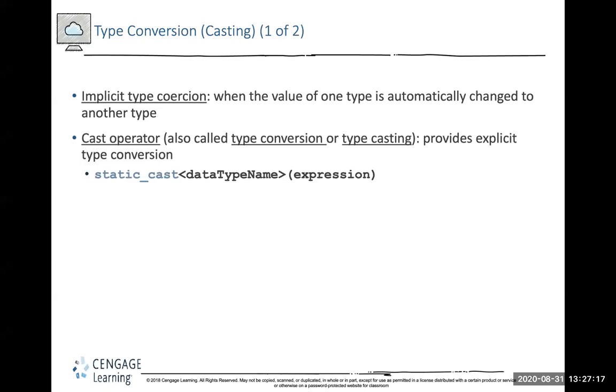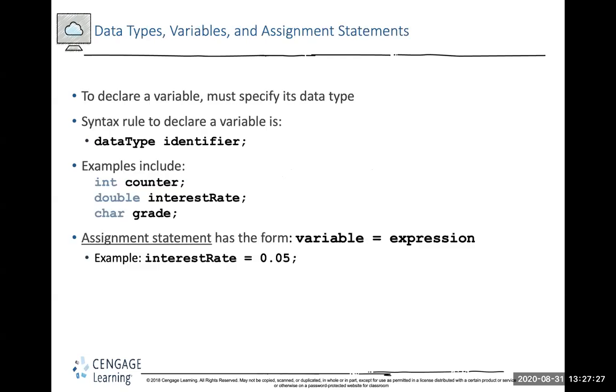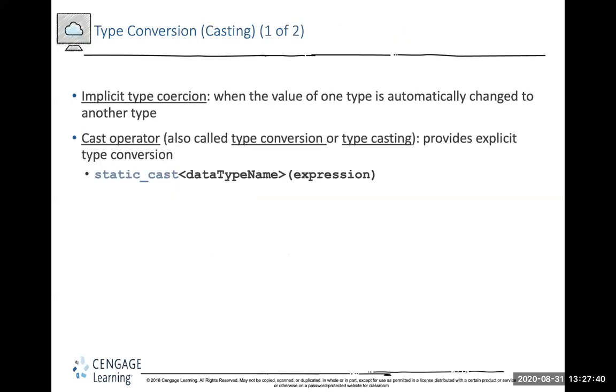And then what if the value assigned on the right-hand side of the equal sign is a different type from what's on the left-hand side? Let's say your expression is an integer, and then your variable is actually a double. What is going to happen? This involves type conversion. There's implicit type conversion, and then there's explicit type conversion, or type coercion, same thing.